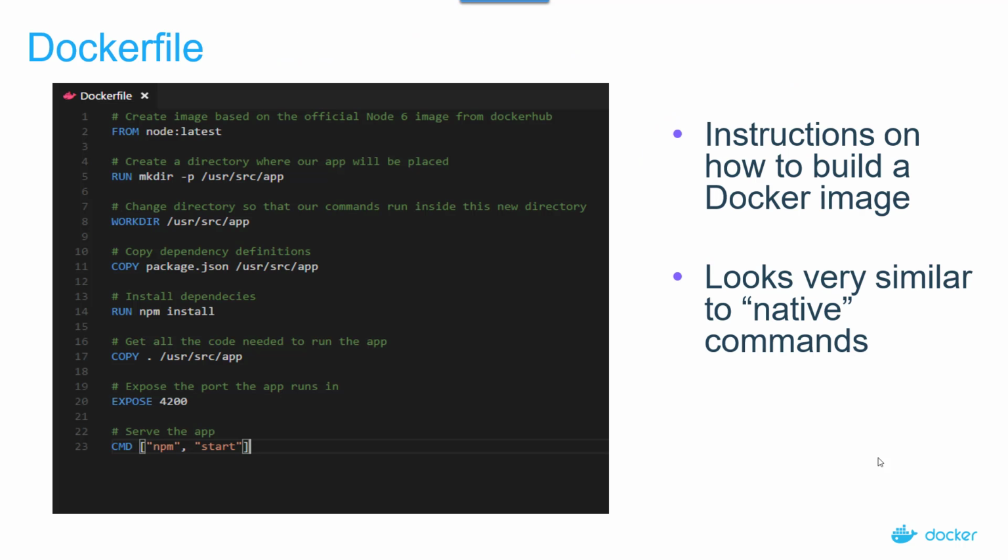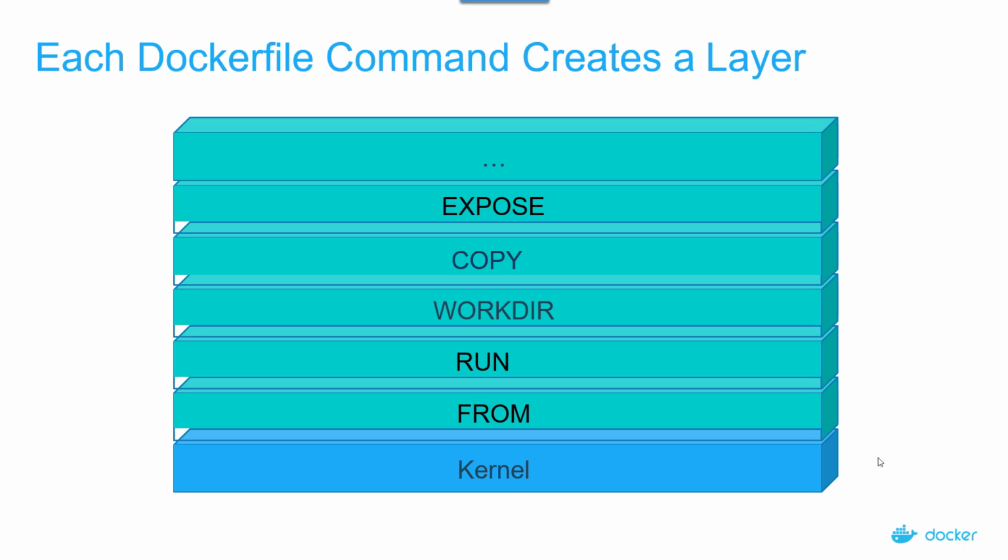Let's look at the Dockerfile. As we can see, this is the Dockerfile, the instruction for how we build a Docker image. It looks very similar to the native command, so it will not be difficult for you. If you understand the interactive mode well, then you can very easily type the Dockerfile commands. Each Dockerfile command creates a new layer. So once you put it, it is executed separately as one layer.